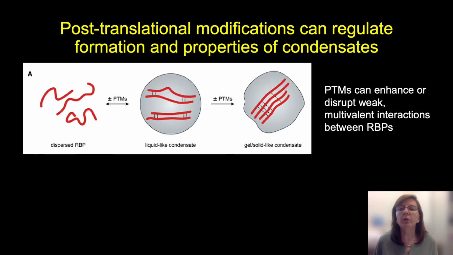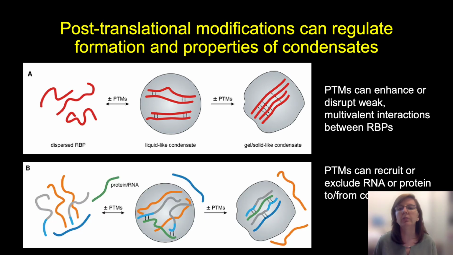So in what way can these post-translational modifications regulate phase transitions? In the top cartoon, you can see that these PTMs can enhance or disrupt weak multivalent interactions between RBPs. And in the bottom cartoon, you can see a heterogeneous solution of RNA and protein in which the PTMs are inducing changes to multivalent interactions that can either exclude RNA from a condensate or actually recruit it to a condensate.